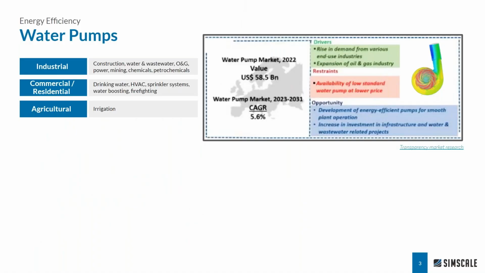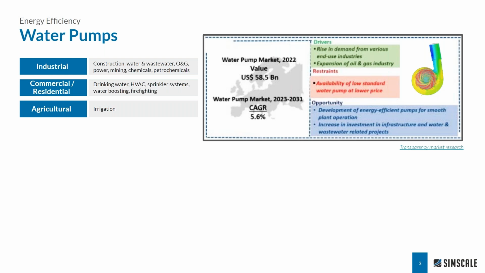So why water pumps? Because they're everywhere. And this industry is growing at a solid 5.6% compound average growth rate, mainly driven by a lot of infrastructure and construction activity, and generally a very increase in demand from industrial end user segments.